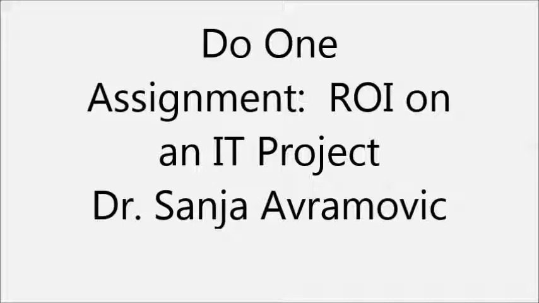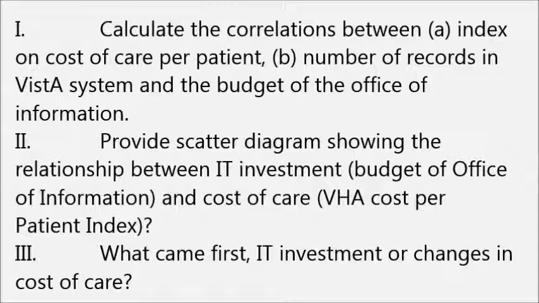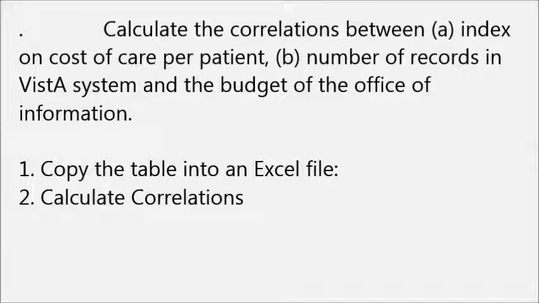First, let's see what the assignment is. As you can see, we have a table with fiscal year, budget, number of records in Vista, and cost per patient index, or CPP. And we have three tasks. First, to calculate the correlations between the index on cost of care per patient, number of records in Vista, and budget. Second is to provide a scatter diagram showing the relationship between IT investment and cost of care. And the third one is to answer the question: what comes first, IT investment or changes in cost of care?